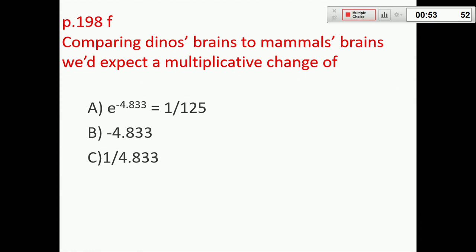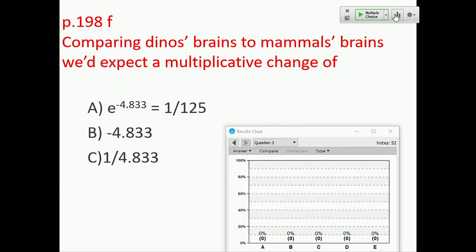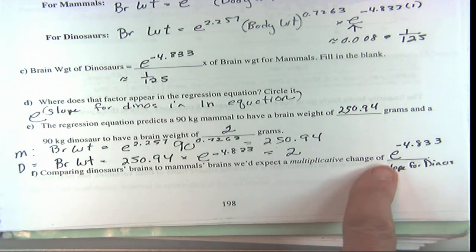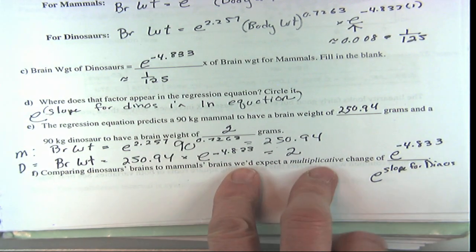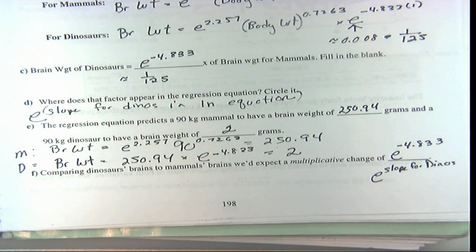Okay, so let's stop this, and the answer should be A. Good. All right, so let's go back to the document camera and just write that in. That's all we're doing here. We're saying, okay, you just multiply by that factor, which is about 1 over 125.